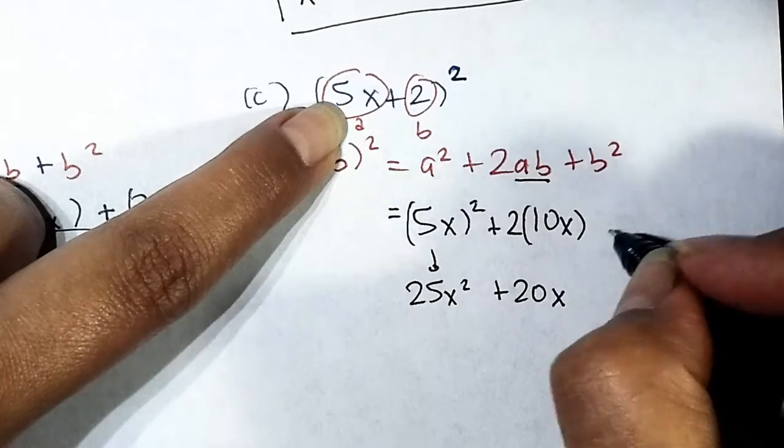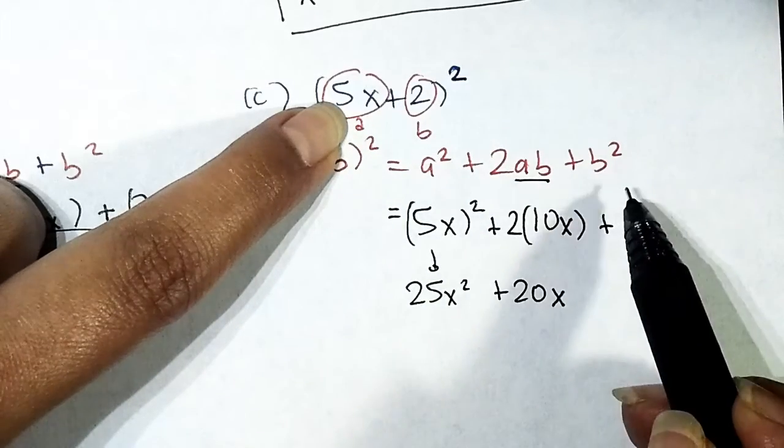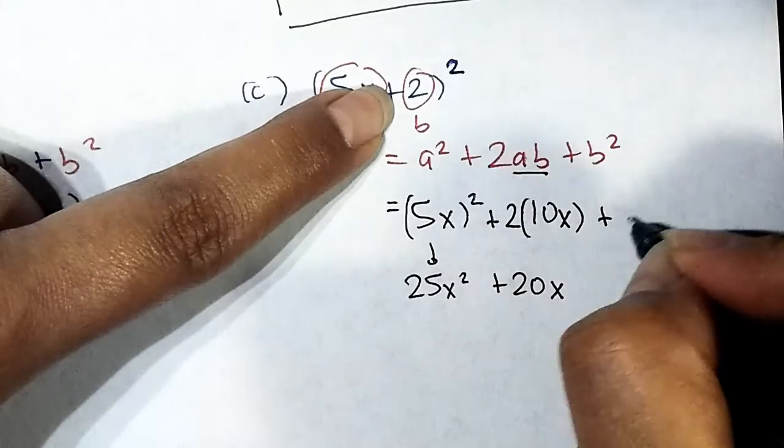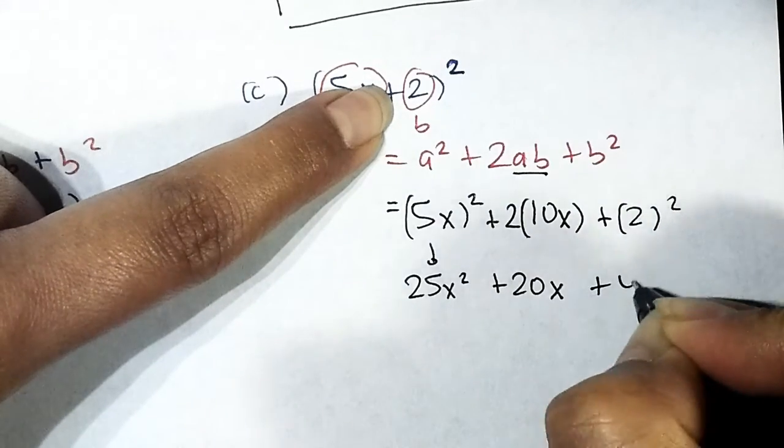Moving forward, always positive, b squared. I'm going to take that second term and square it. And the square of 2 is 4.